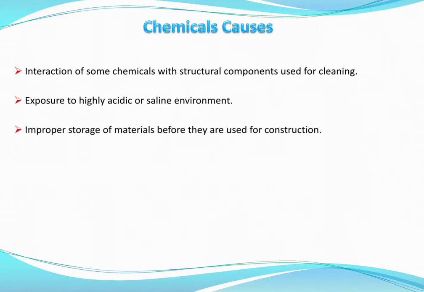Next is the improper storage of materials before they are used for construction. Many times the materials are stored anyhow, especially I am talking about reinforcement. Then the reinforcement undergoes a chemical reaction and it rusts. Rarely do we see the steel in its original color, which is silver. Whatever steel we see is brownish only, that is, it already has a layer of rust on it.